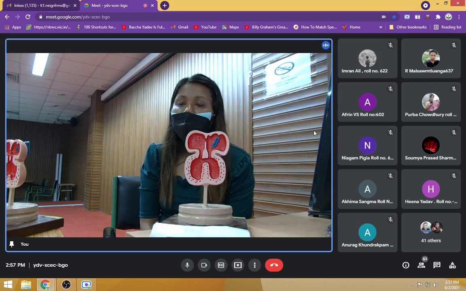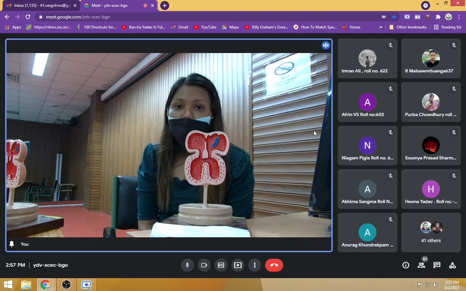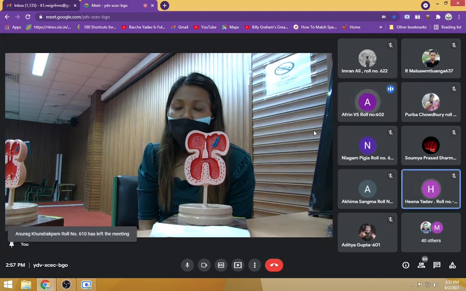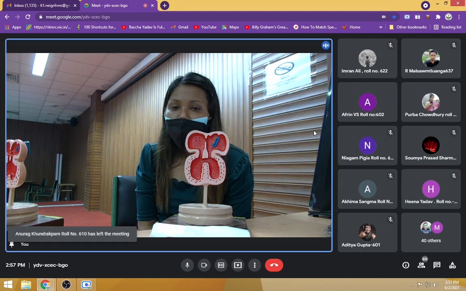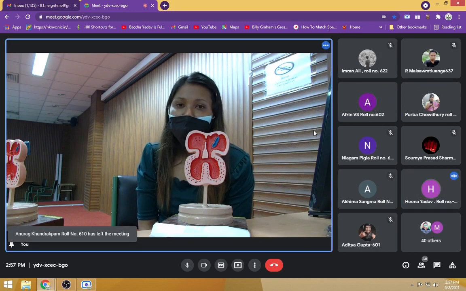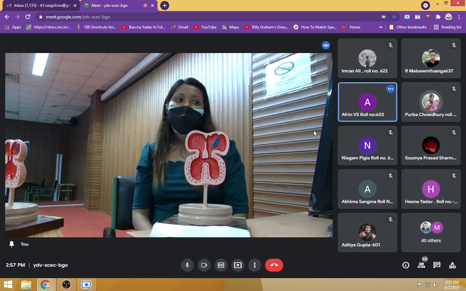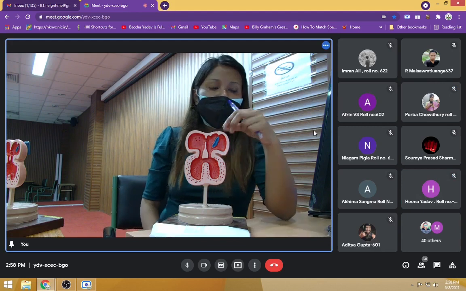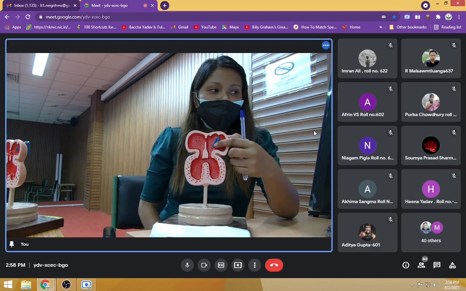What are the questions asked? The fossa ovalis is formed by the septum primum. The limbus fossa ovalis is formed by the septum secundum. Yes, septum secundum.